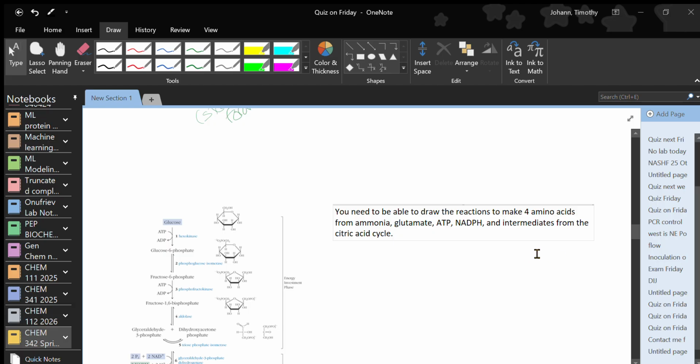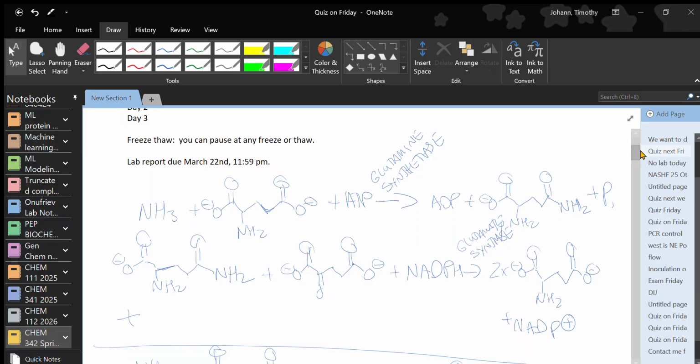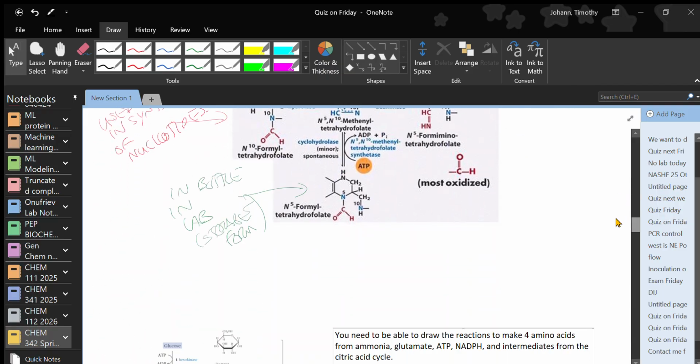So first off, do we know how to do one of these? Well, ATP is not an amino acid. Well, we already know one of these, right? You're allowed to use ammonia, you're allowed to use glutamate, and you can make glutamine, right? There's one. You had to memorize this one anyway, because you need to know those independently. And then we've got some easy ones here.